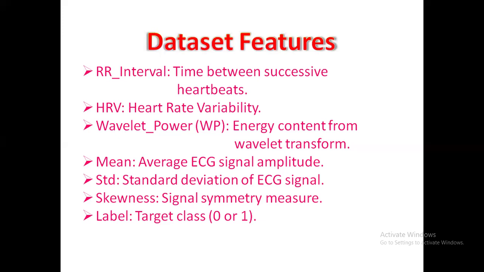During the model training, each feature set is paired with a label to help the naive Bayes classifier learn the underlying probability distributions. During testing or real-time use, the model uses the learned probabilities to predict whether a new ECG signal indicates a normal or abnormal heart condition.